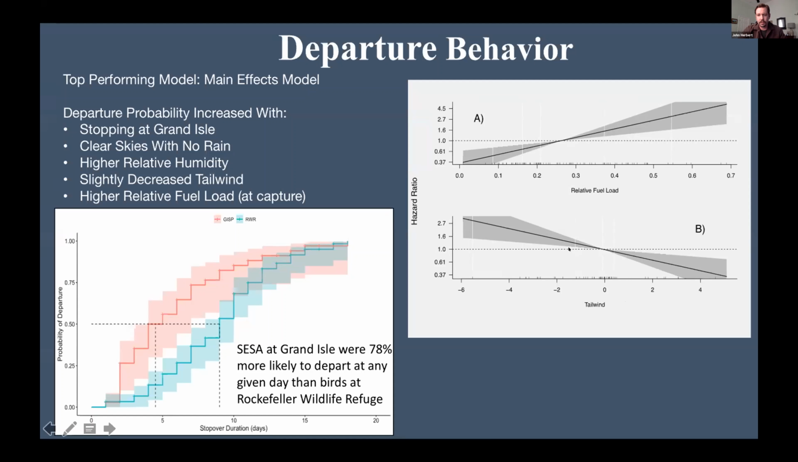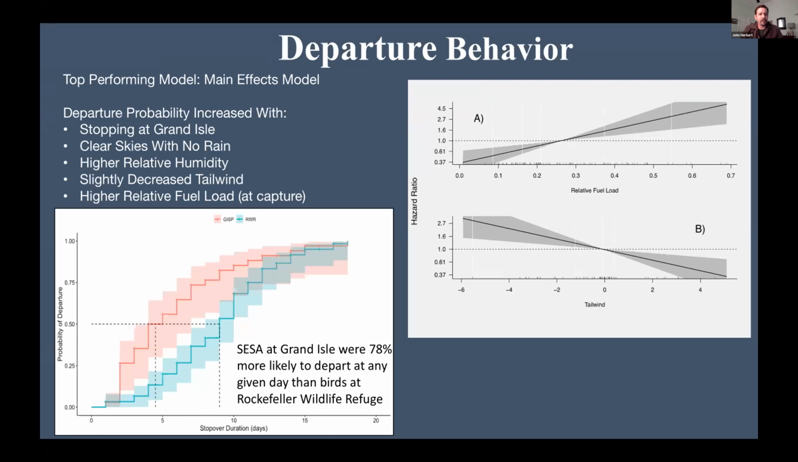Here are hazard ratios on this top right graph. This dotted line is the hazard ratio from these models. Above a 1, they're more likely to depart. Below a 1, they're more likely to stay. With tailwind, we generally had calm winds throughout our study period, and they were departing more or less at null tailwinds.